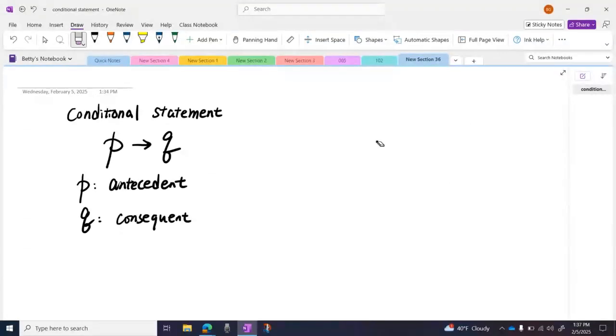The piece to the left of the arrowhead is called the antecedent. The piece to the right of the arrowhead is called the consequent. So the two pieces with the arrowhead in the middle give a conditional statement. That's the symbolic form for a conditional statement. And then we also need to know how we express a conditional statement in words, in English sentences.